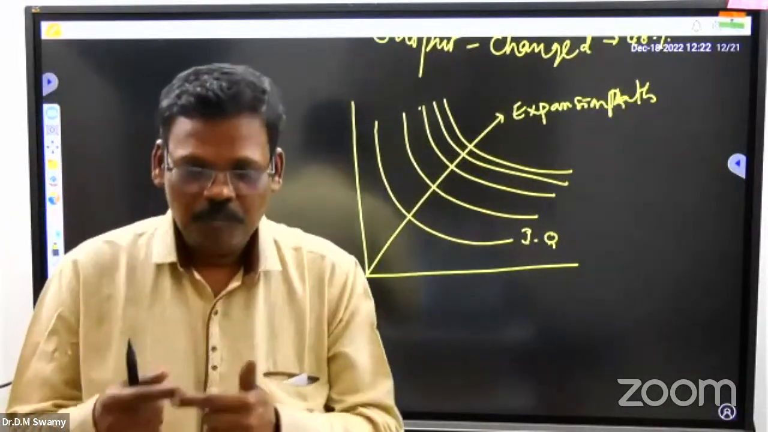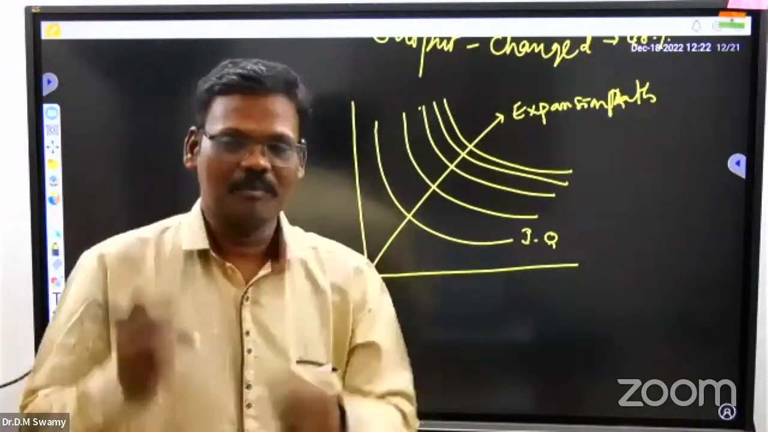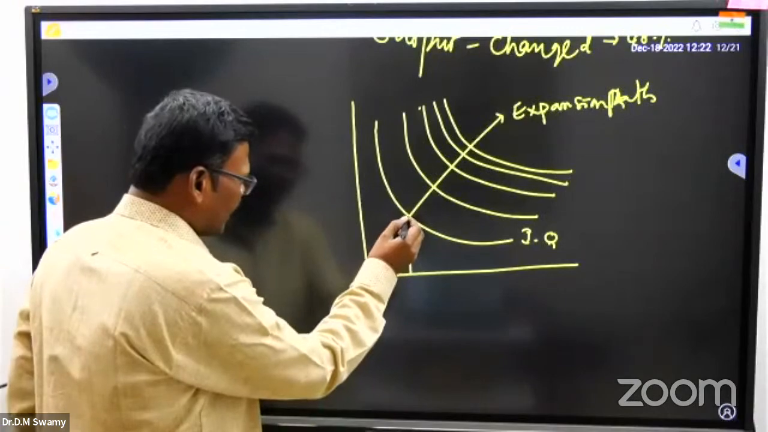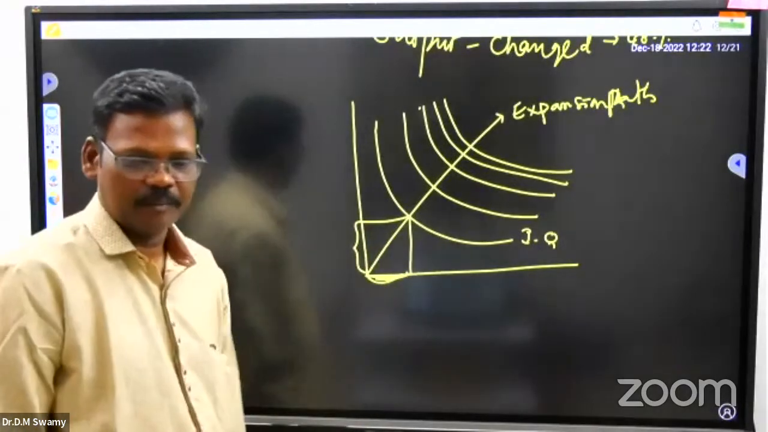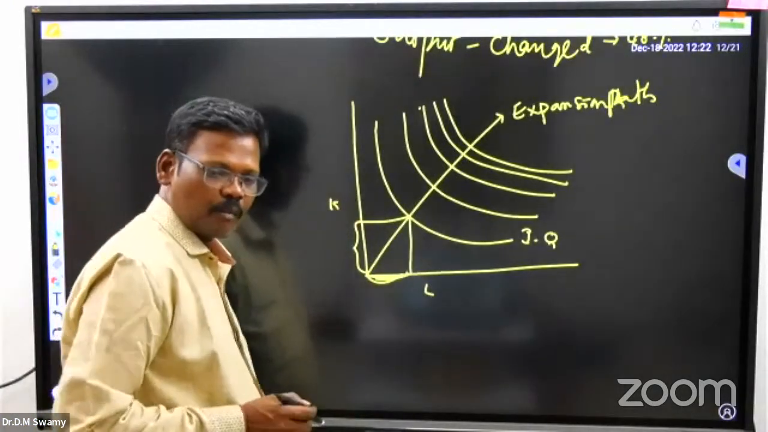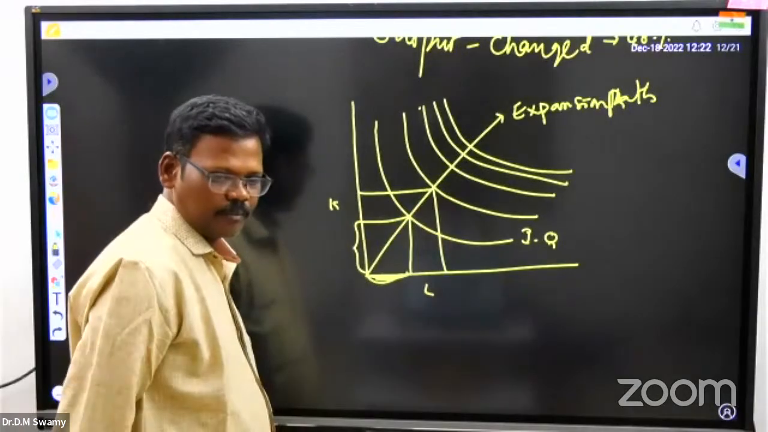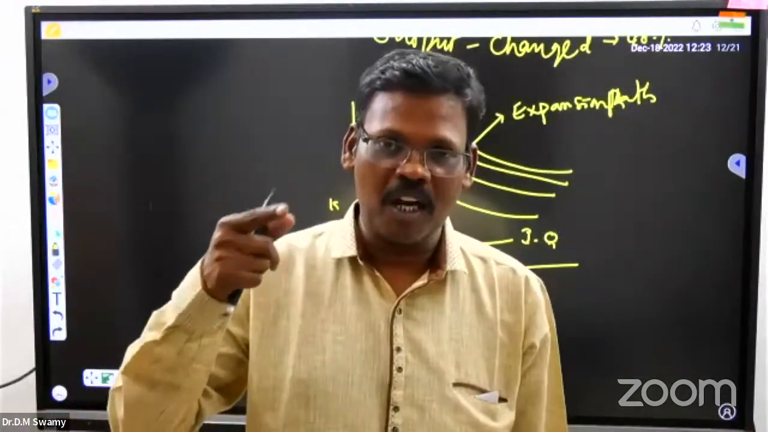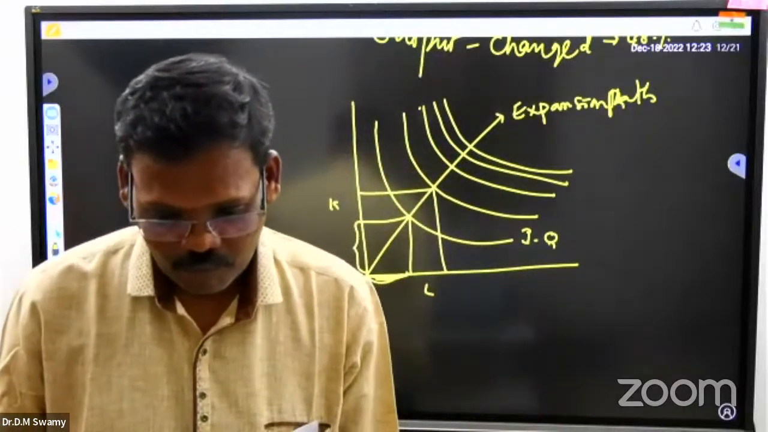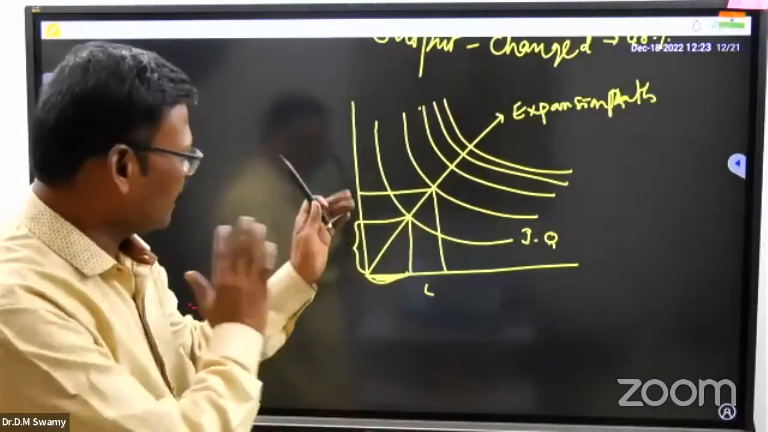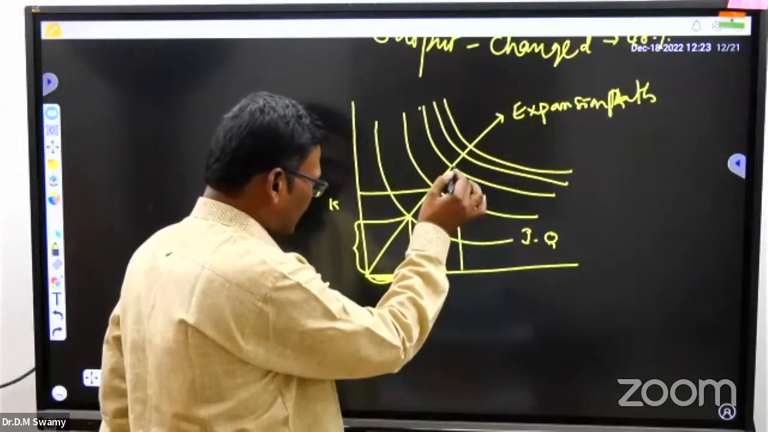So here, to increase the output, we are using less input. For example, to increase this much output, this is the input we used from both sides, the OX side and the OY side. This may be labor, this may be capital. To increase to the same level of output, this much is the input we are using. That means to increase the same level of output, the input used is decreasing.